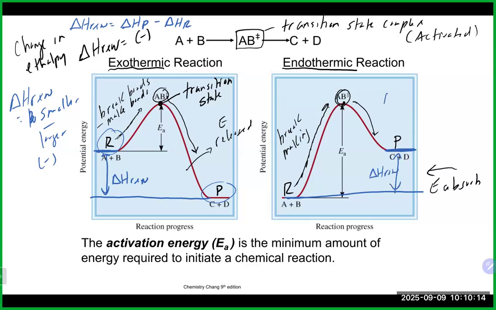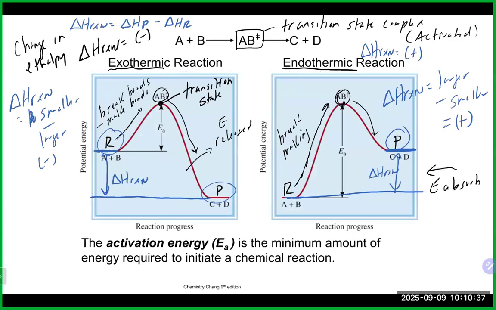And once again, if we were to calculate our delta H of the reaction here, our products are at a higher energy, so it's a larger number minus a smaller number. That yields a positive value for the delta H of the reaction for an endothermic reaction. So if it's endothermic, you should end up with a positive value.